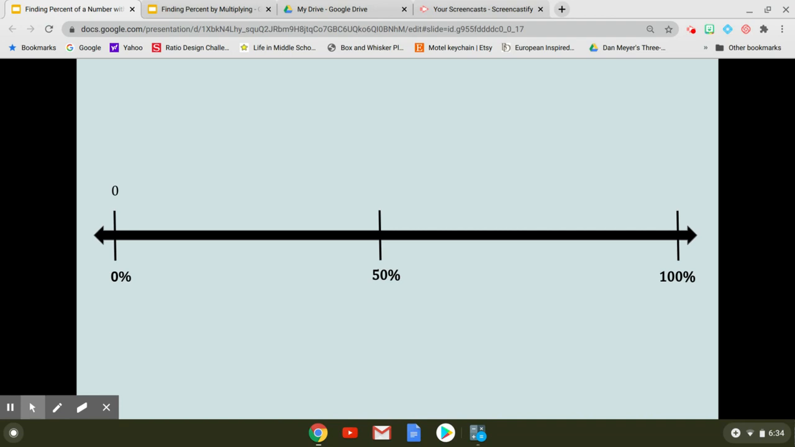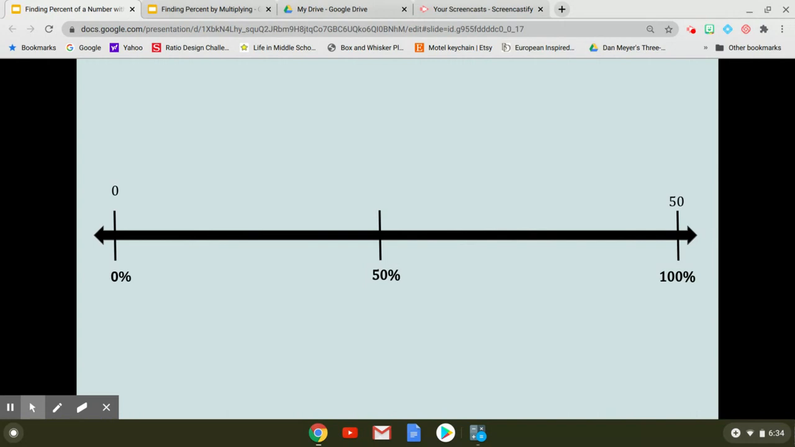So 0% of 0 is 0. If we had a number to compare this to, we could look at maybe like 100% of the number, which would be the whole number itself, half the number, 25%. We'll look at different percentages.